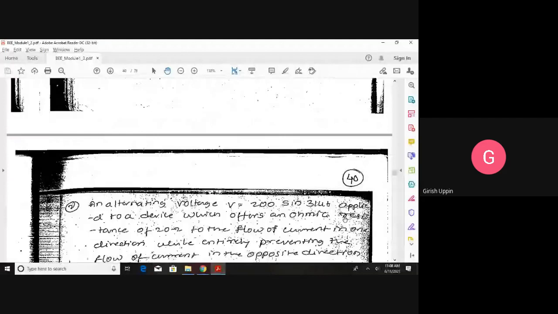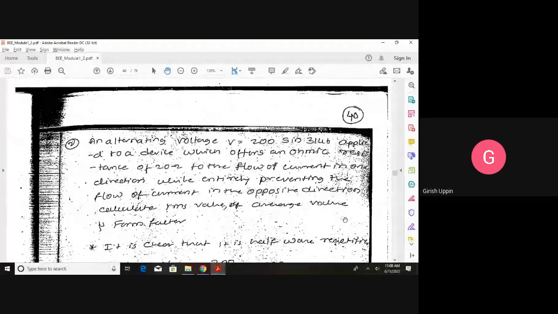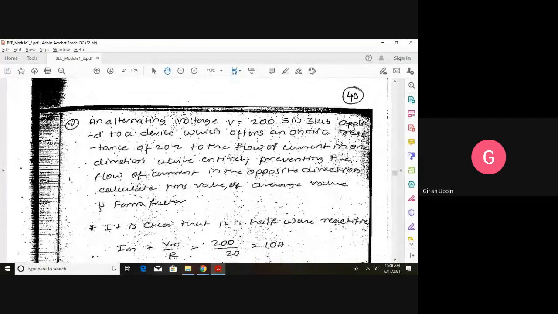Okay, next problem. An alternating voltage v is equal to 200 sine 314t applied to a device which offers an ohmic resistance of 20 ohm to the flow of current in one direction while entirely preventing the flow of current in the opposite direction. Calculate RMS value, average value, and form factor.